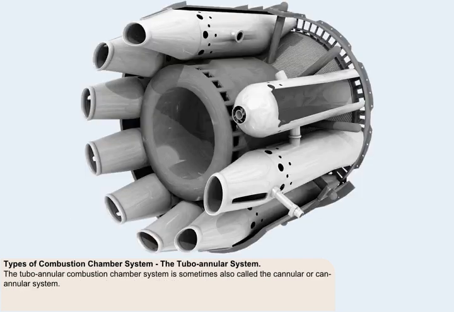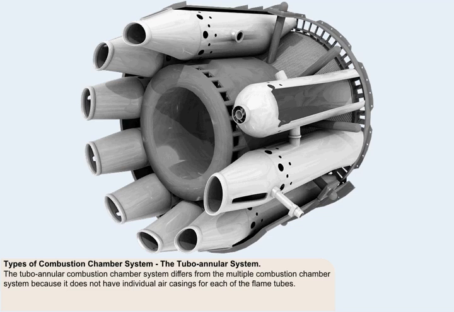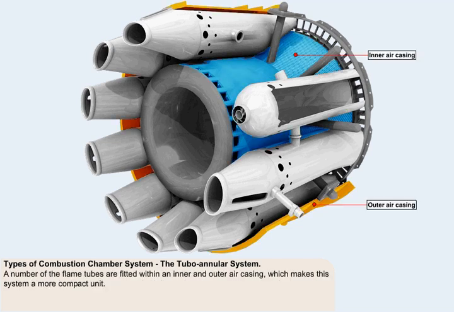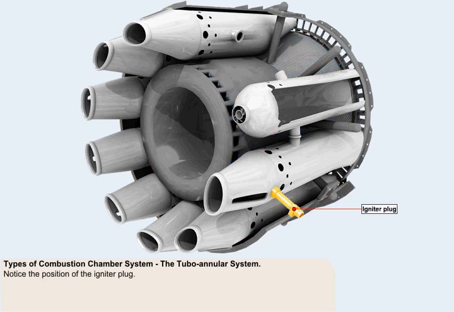The tubo-annular combustion chamber system, shown here, is sometimes also called the cannular or can-annular system. It differs from the multiple combustion chamber system insofar as it does not have individual air casings for each of the flame tubes. A number of flame tubes are fitted within an inner and an outer air casing, which makes this system a more compact unit. Notice the position of the igniter plug.